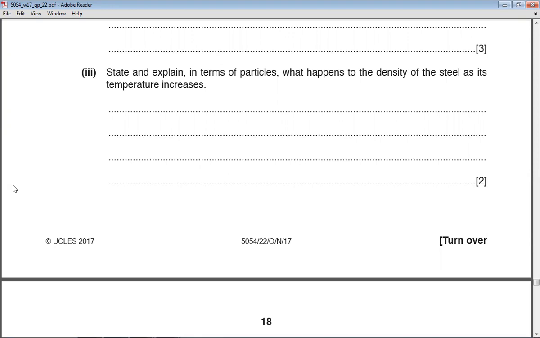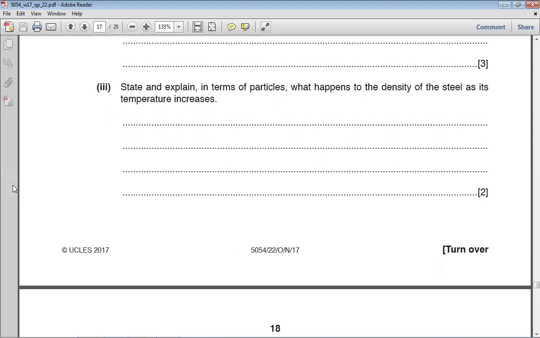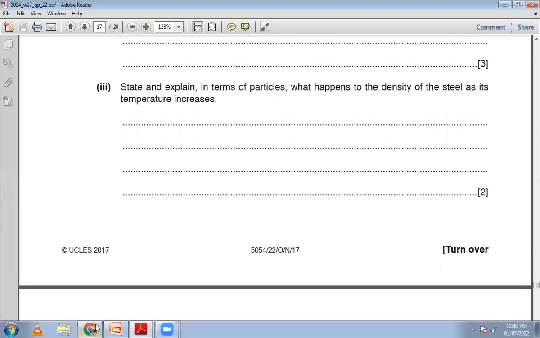Due to this expansion, the volume will become larger, but the mass will not change. The density is mass divided by volume. So now the mass is still the same, and the volume has increased. Because density is mass divided by volume, the density will decrease. Okay, so let me show you my written answer. It's a 2-mark question.